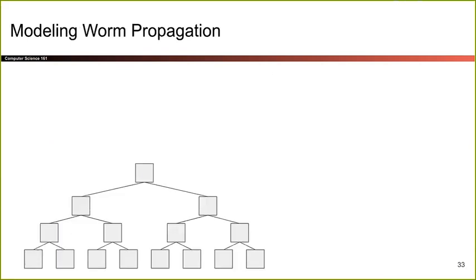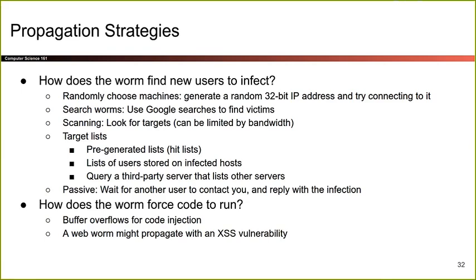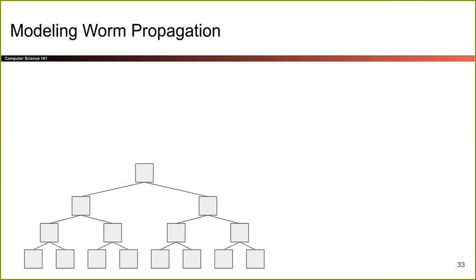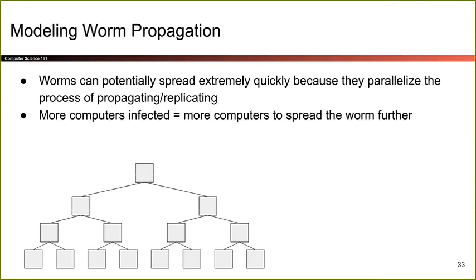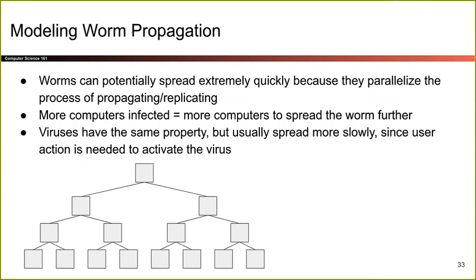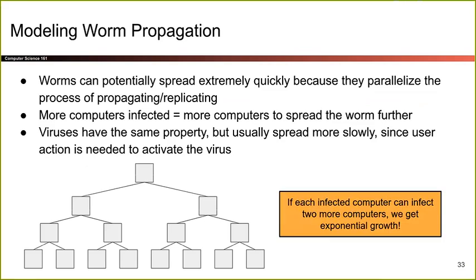Okay, so how do you model worm propagation? Now that we know how things propagate, let's get an idea of how fast worms can propagate. If you think about it, the process parallelizes eventually, so you basically get exponential growth. The more computers are infected, the more computers are spreading the worm, because every single computer is trying to spread the worm as fast as possible to as many people as possible.